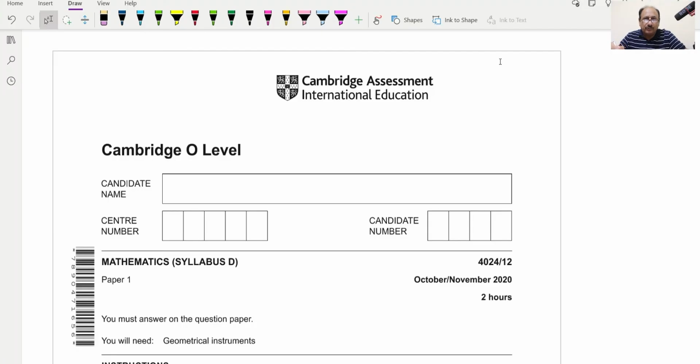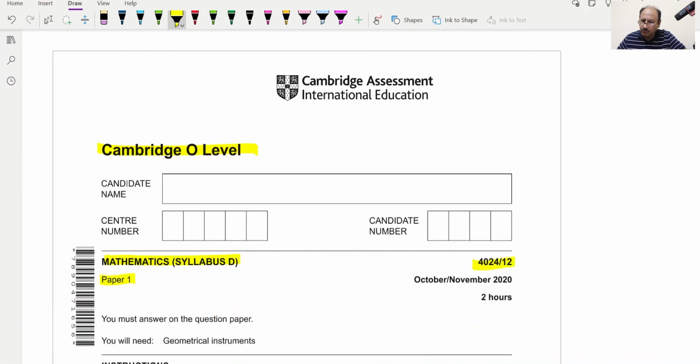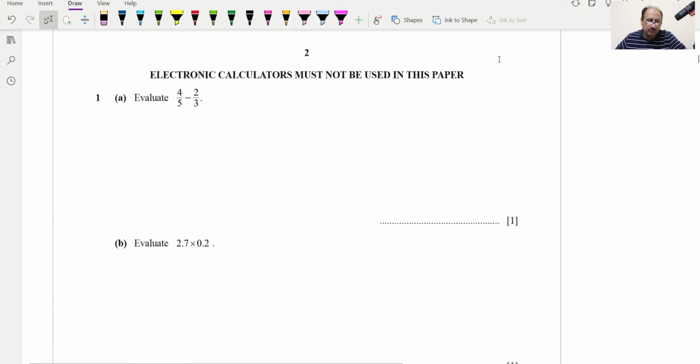Hello everyone, today we'll be going through Cambridge O-Level Mathematics Syllabus D Paper 1, 402412, October/November 2020. Let us move to question number 1. Keep in mind an electronic calculator must not be used in this paper. So evaluate this one. It's a non-calculator paper, so we'll have to show complete working.